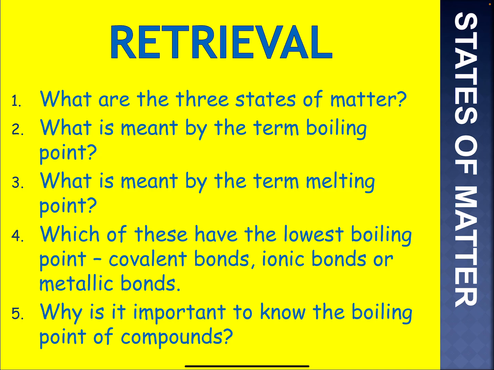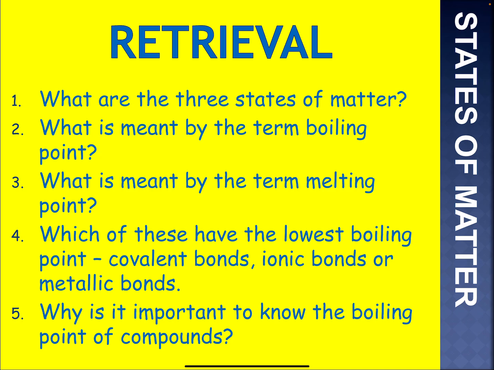Number four, which of these have the lowest boiling point? Covalent bonds, ionic bonds, or metallic bonds? The answer is covalent bonds, simple covalent bonds, because of the weak intermolecular forces. Number five, why is it important to know the boiling point of a compound? You can use a boiling point to determine its purity.